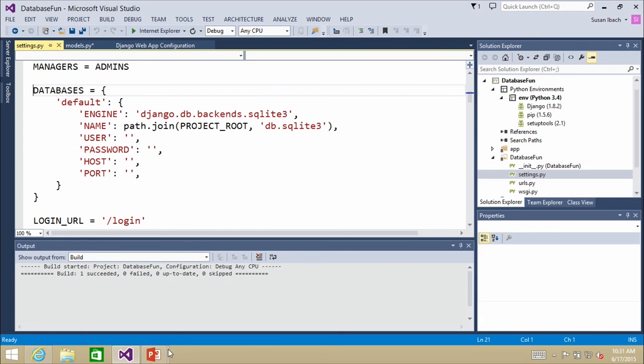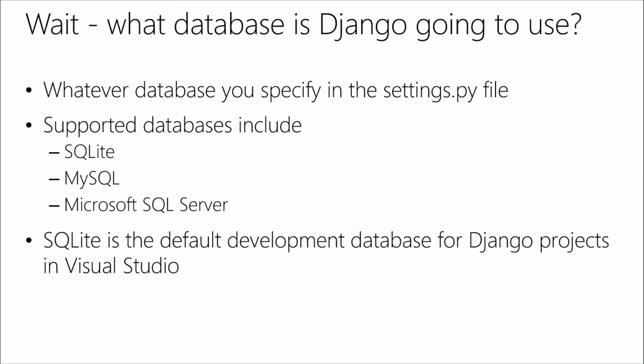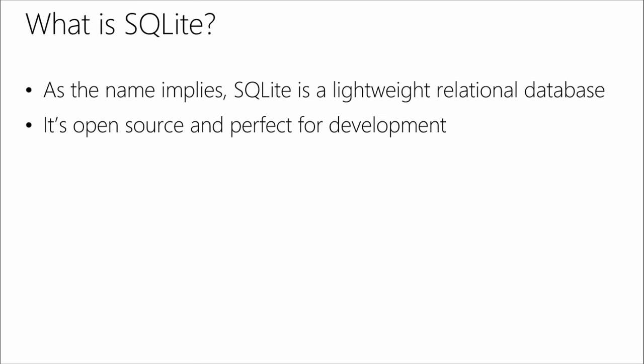So we're going to be using SQLite in my demonstration here, but it certainly works with MySQL, with SQL Server, and other databases as well. It's just the default development database for Django, and it's a nice light one when you're learning and trying things out. It's just a lightweight relational database. It is also open source, so it's a nice place to get started when you're getting into databases.